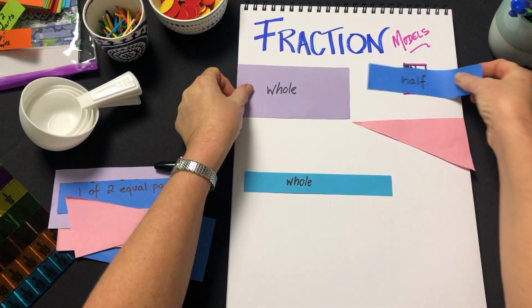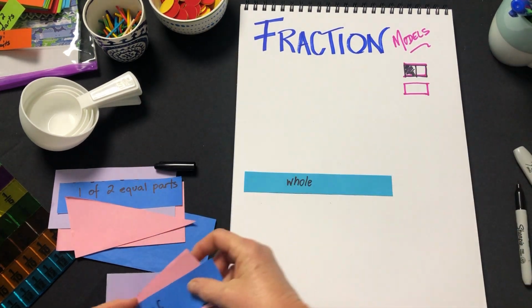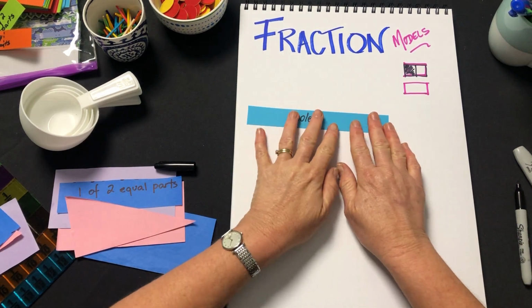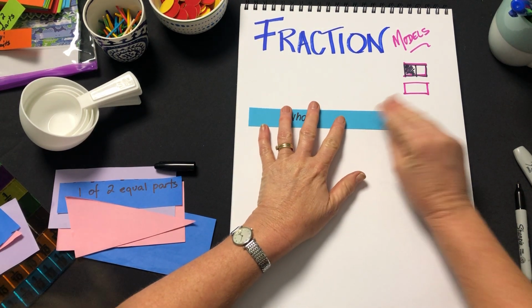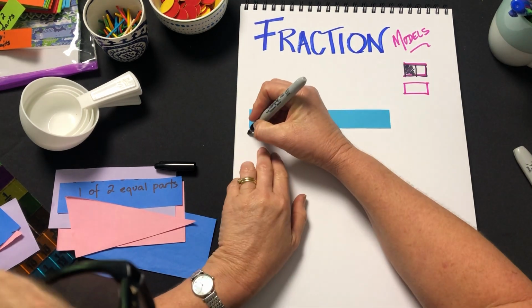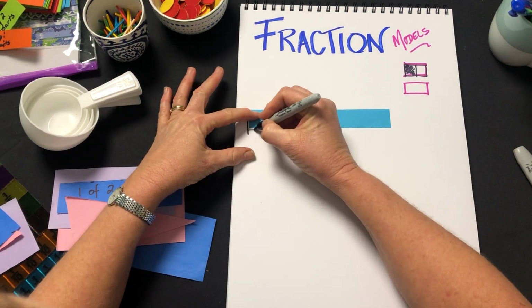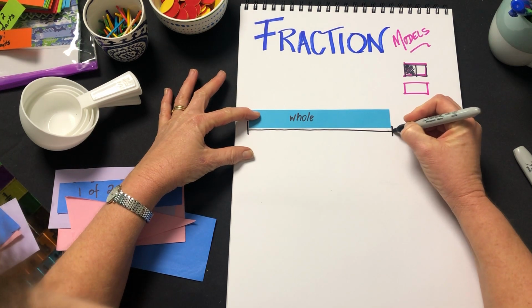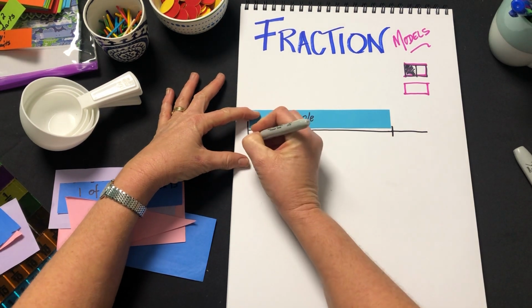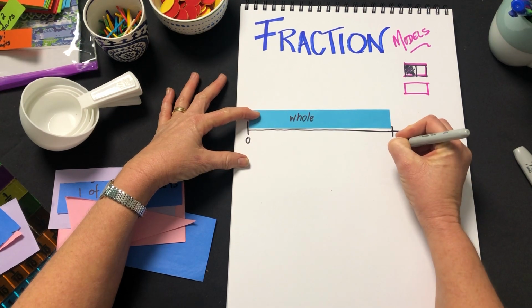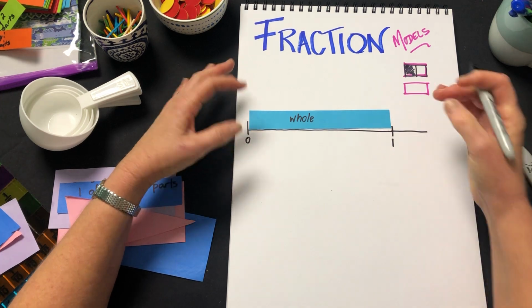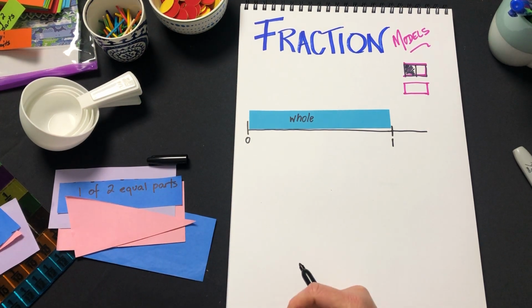Using these strips of paper, we can link to our linear models for students. So if we take our whole and we draw a line underneath, we can start a number line of 0 and 1. And our whole represents that space between 0 and 1.